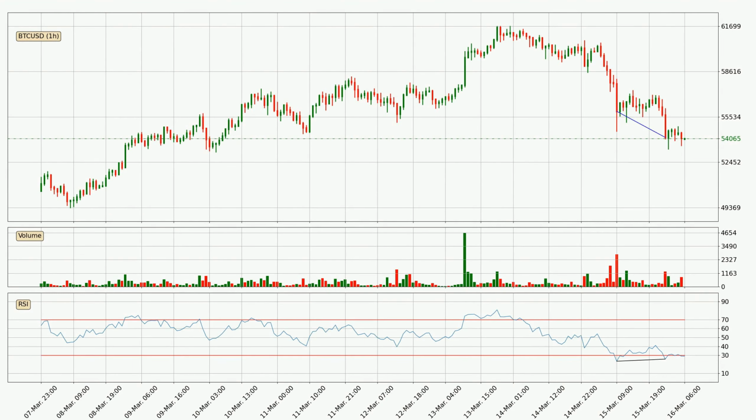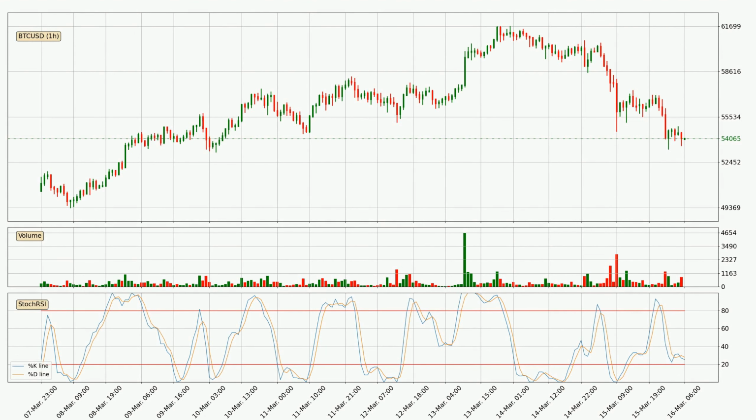Looking for divergence in the hourly time frame, there is a bullish divergence, which means the price could go up from now or at least consolidate for some time. Jumping to the hourly stochastic RSI, there are no signs of the stochastic RSI being oversold or overbought at this time, but the %K line is below the %D line, which means the current trend is on the downside.